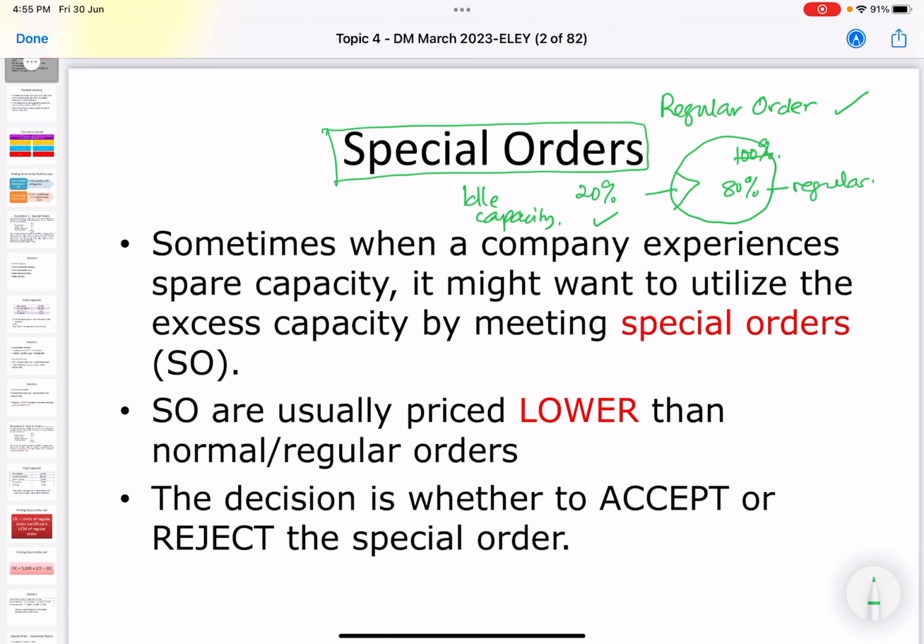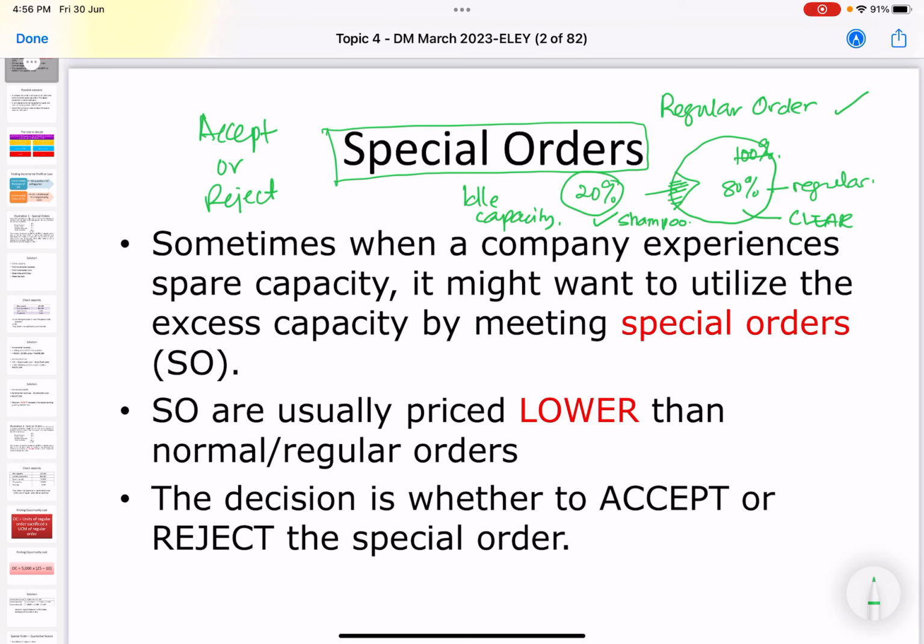Alright? Okay, so imagine just now Procter and Gamble, which is a common manufacturer of shampoo. Maybe I don't know, maybe their regular order is shampoo called Clear, right? And then suddenly there's another company who wants to use up this spare capacity to produce another shampoo, but that shampoo can be under different name for this particular client.